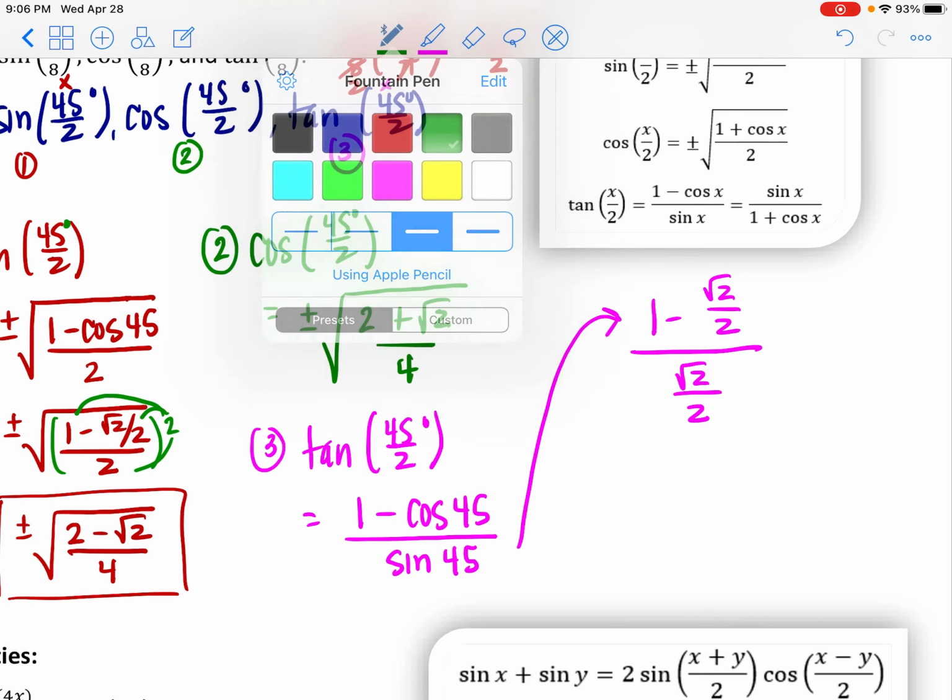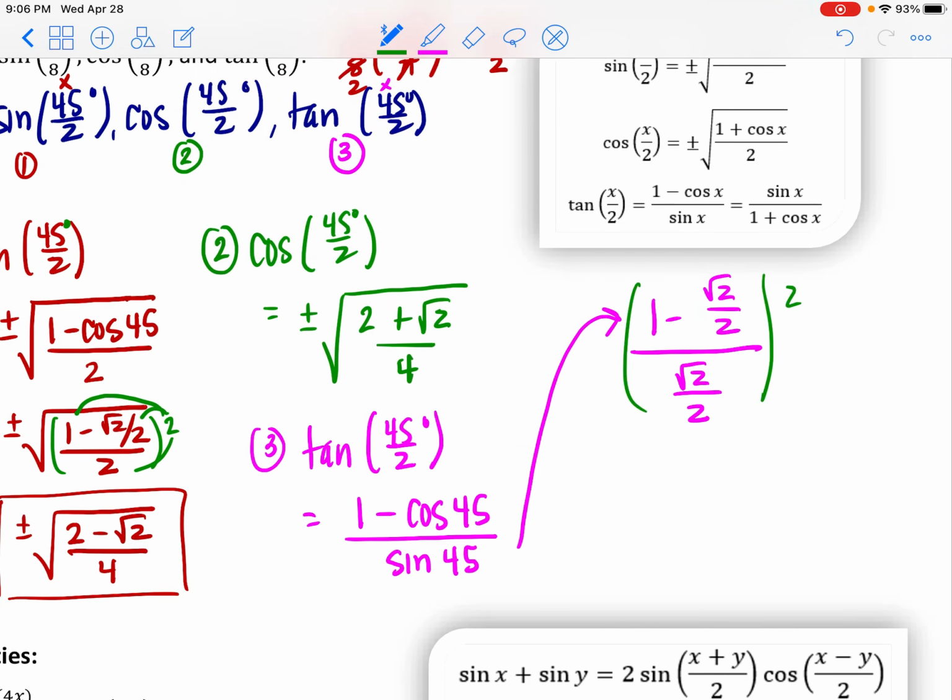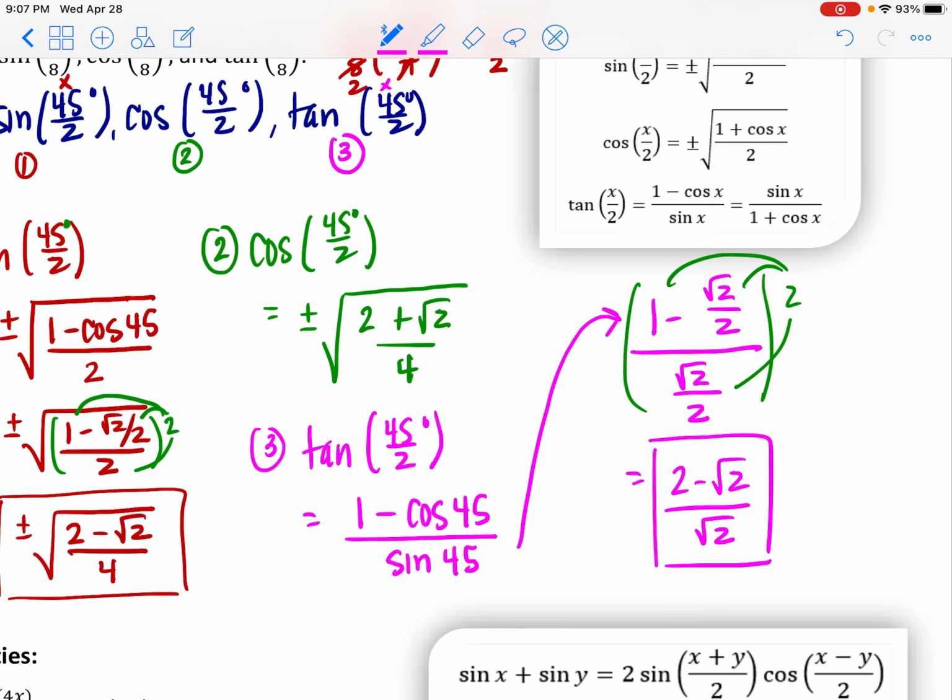And again, I would clear out these fractions. Let's multiply by 2 here, and here, and here. And so we end up with 2 minus radical 2 over radical 2. And I'm okay with it in that form. If you wanted to rationalize the denominator, 2 radical 2 minus 2 might be a prettier answer, but I am totally okay with this as an answer as well. And let's go ahead and confirm with the calculators.